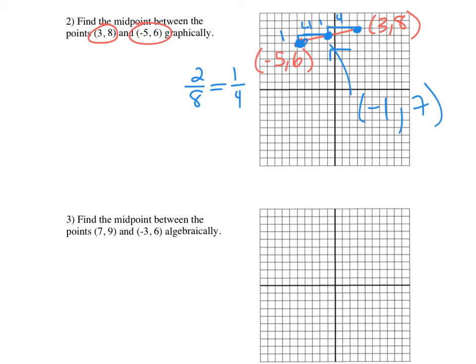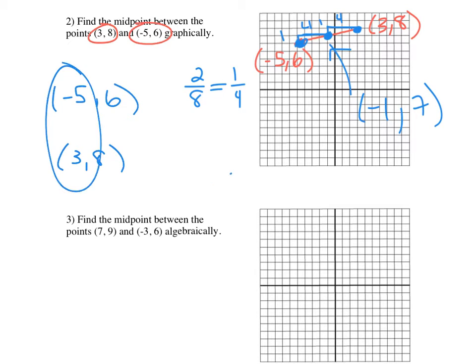Guys, another way that you can look at this: I have the points 3, 8, and negative 5, 6. If I look at the x values at negative 5 and 3, what's halfway between negative 5 and 3? Well, halfway between is negative 1. This has a distance of 4 and 4, so that already establishes halfway in between. I know my x value is negative 1.